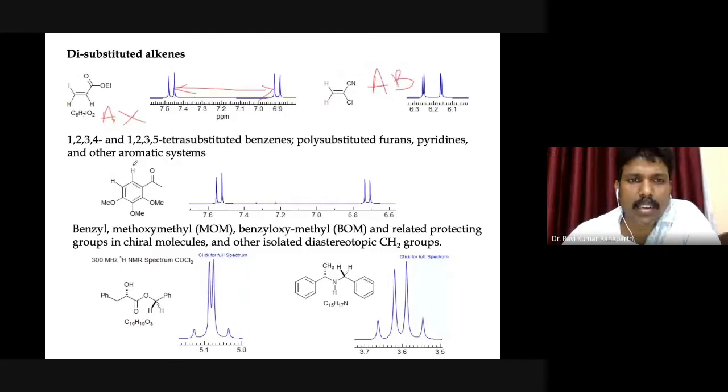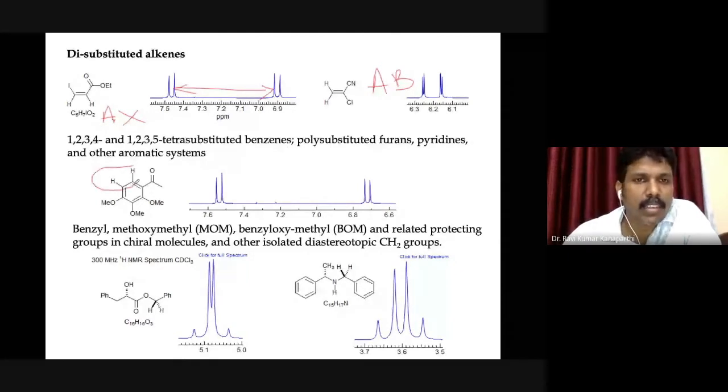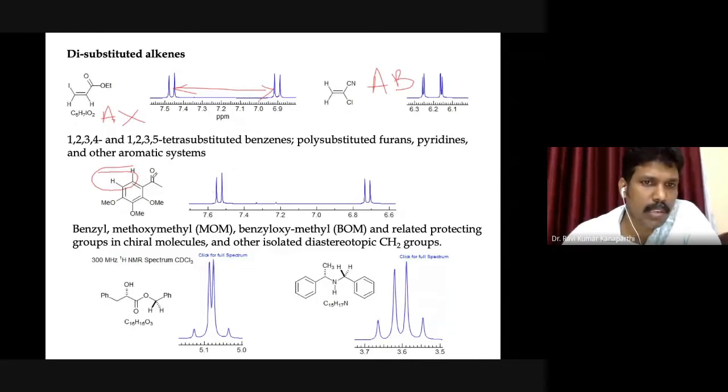This is another tetrasubstituted benzene. And then you have these two protons nicely far apart because the chemical environment of these two protons is totally different. This is having an acetyl group, whereas this is having a methoxy group. So naturally these protons will have two distinct chemical shift values. Okay, and therefore this will come under the AX system.